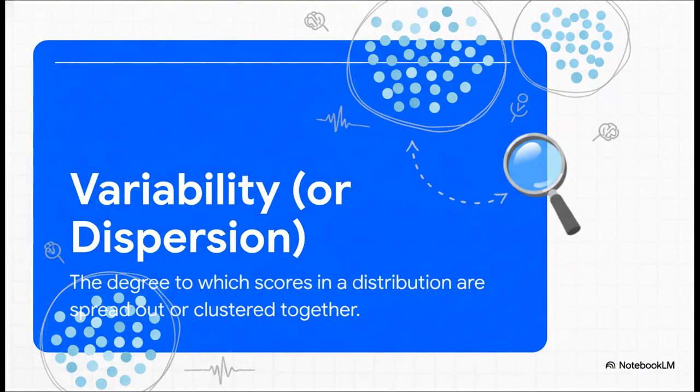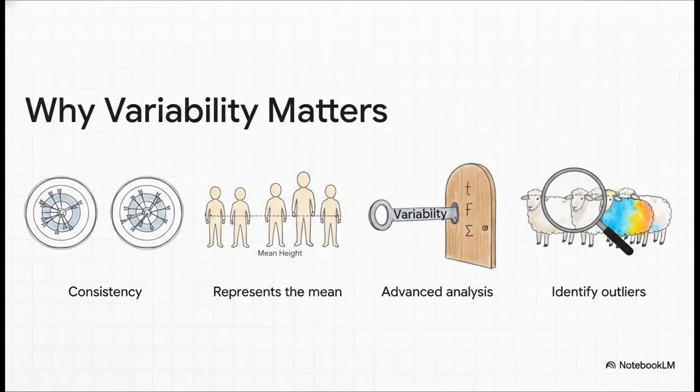So long story short, variability just tells you how consistent your data is. If you have low variability, it means all the scores are pretty similar to each other. High variability, well, that means your scores are all over the map. So why should you care about this? Well, it matters a lot.